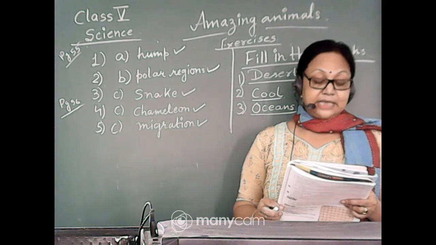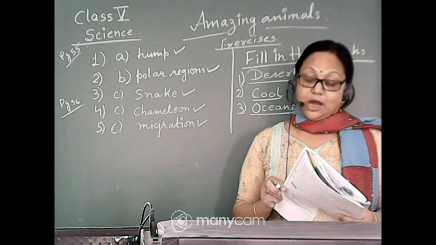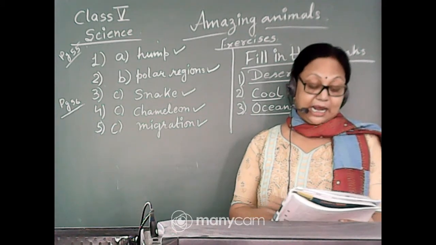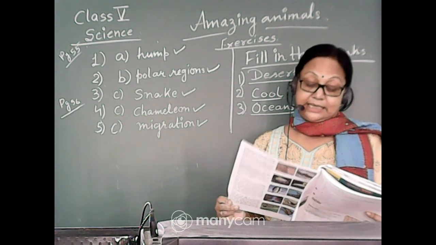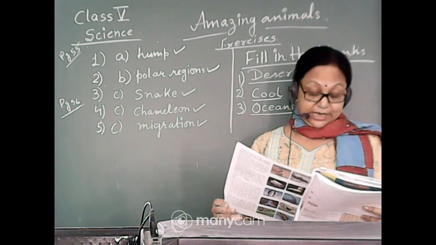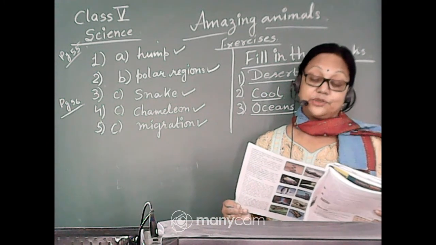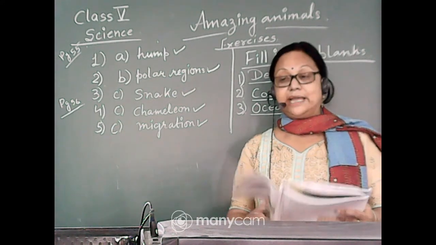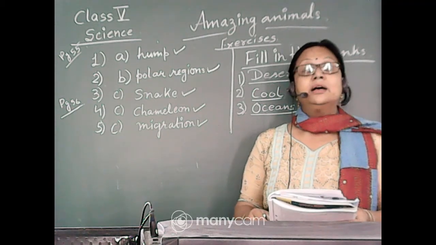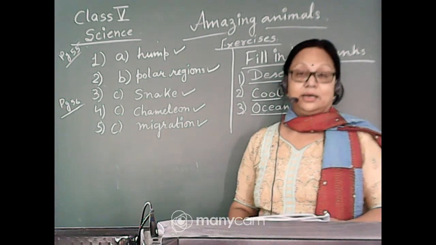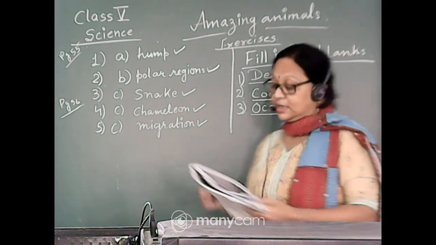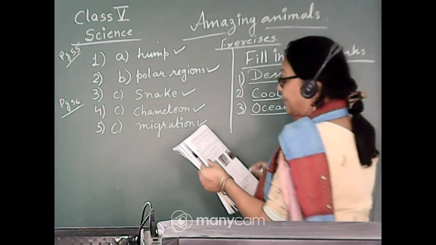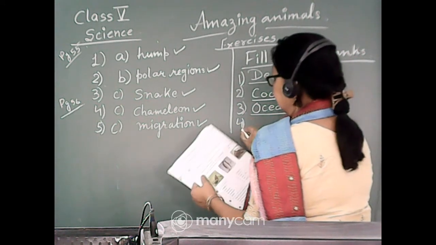Now the next one is: crabs breathe with the help of. How do they breathe? What kind of animal are crabs? Crabs are aquatic animals. So they inhale with the gills, and they give out carbon dioxide with the help of their gills. So the answer should be gills. Crabs breathe with the help of gills.